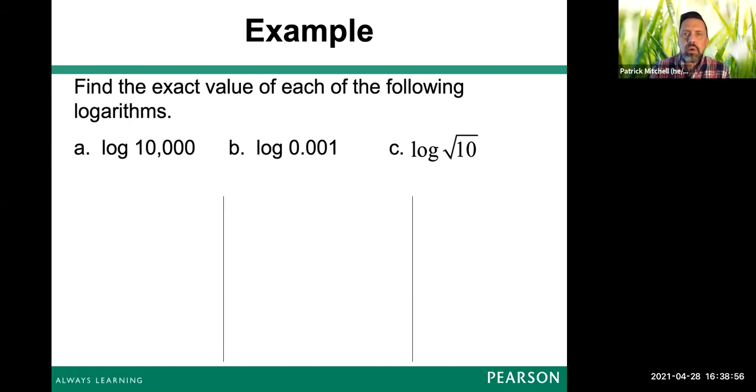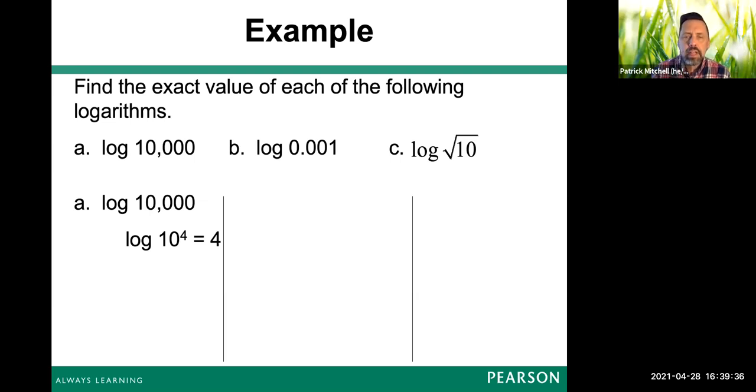Find the exact value of each of the following logarithms, and we're going to try not to use a calculator for this. So the first one is log of 10,000. Remember that this means, since it's base 10, to what power do you have to raise 10 to get 10,000? After you think about it for a minute, you realize that 10,000 is 10 to the power 4. So using one of the inverse properties that we were just looking at, I think it was property number 2, log of 10 to the 4th equals 4.